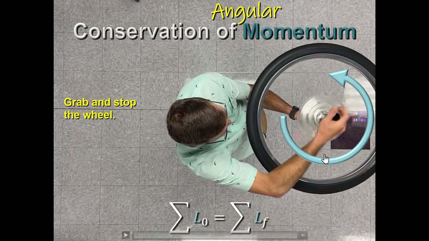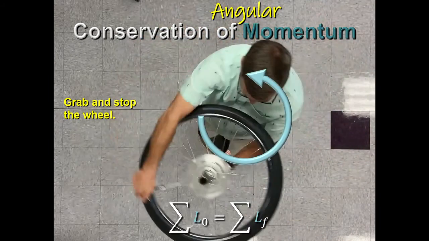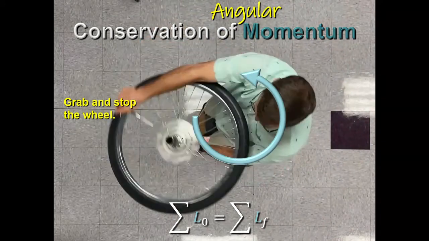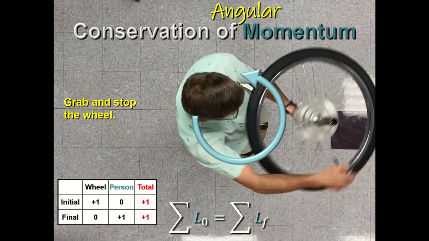All right, let's do this example. The wheel is already rotating. It has a bunch of angular momentum in the counterclockwise direction. I'm going to grab and stop this wheel from spinning while I'm sitting on this turntable. So I'm going to grab and stop it, and you can see that I started spinning in the same direction the wheel was initially spinning.